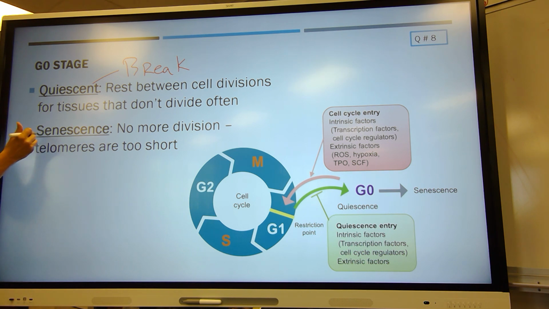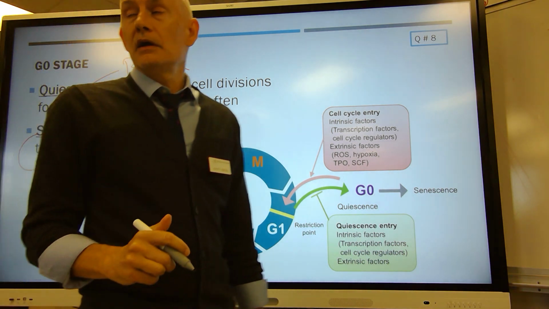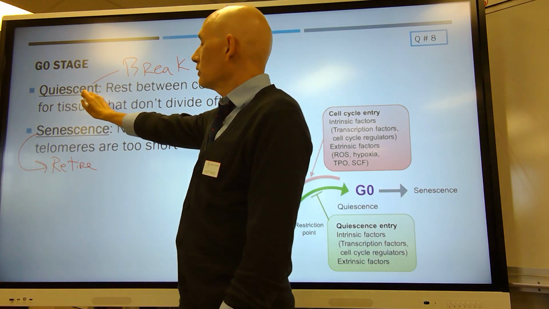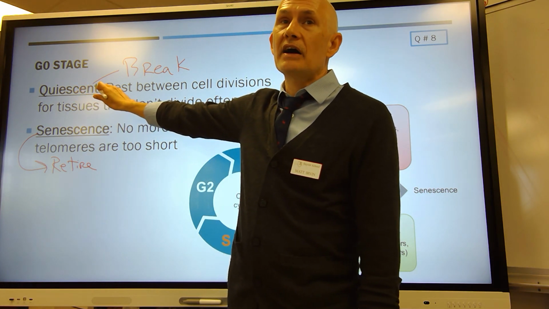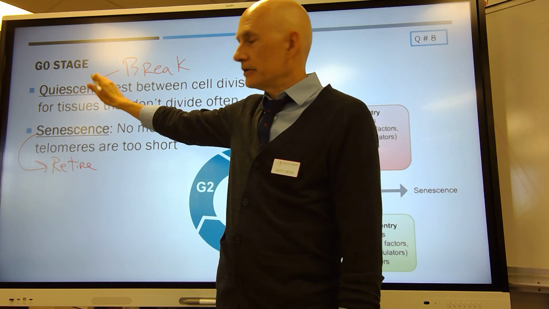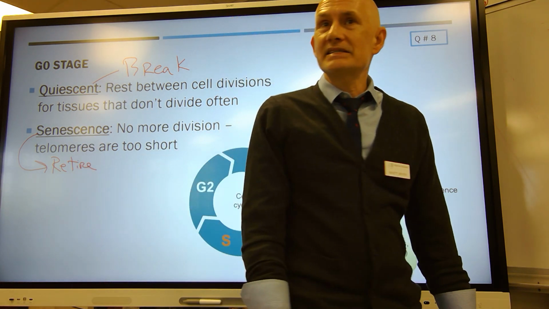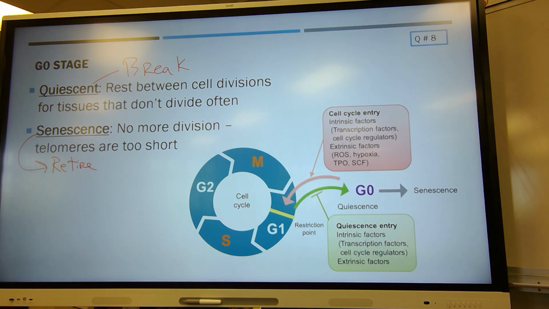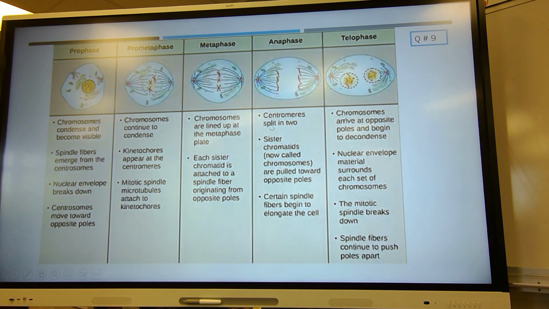When cells go into senescence, they're done. You can exit quiescence and go back to dividing. Neurons don't do that though. But senescence is when your telomeres have gotten too short, the cells can't divide anymore, and so they are essentially turned off in terms of division.